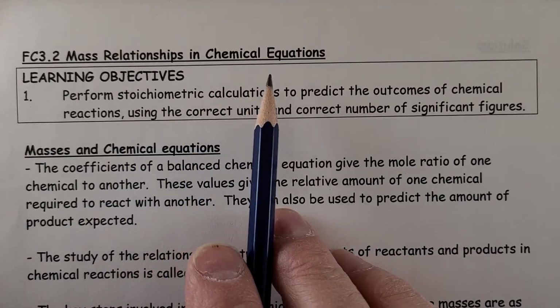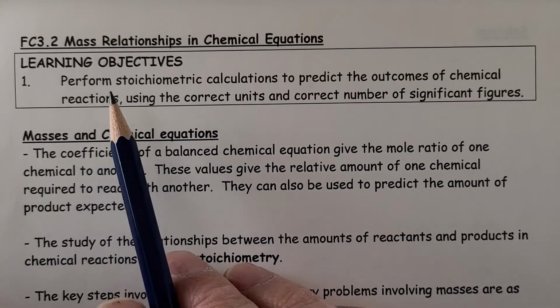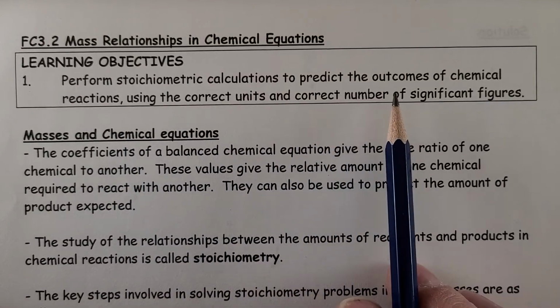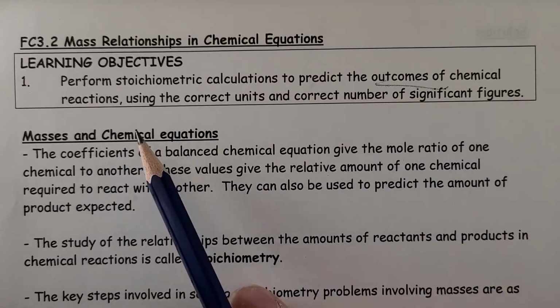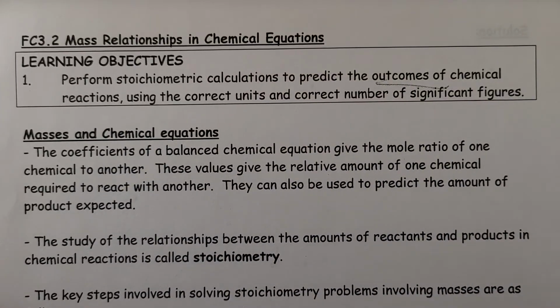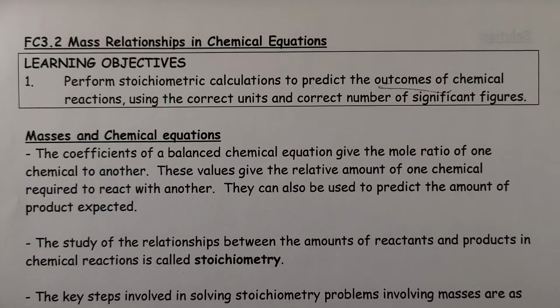FC3.2, mass relationships and chemical equations. So what we'll be doing here is performing stoichiometric calculations to predict the outcomes of chemical reactions using the correct units and correct number of sig figs. So, masses and chemical equations.